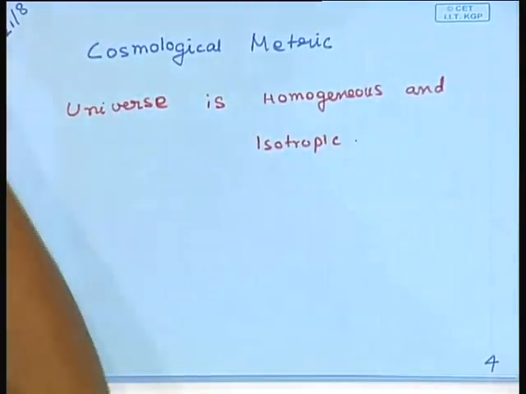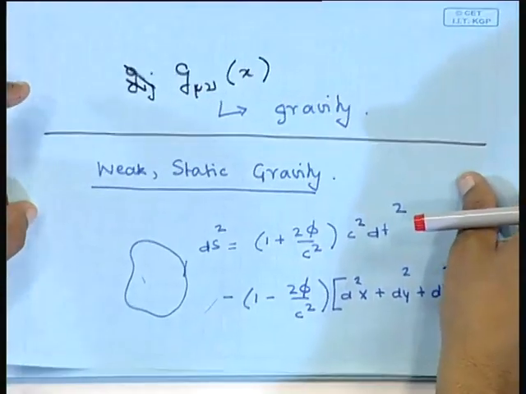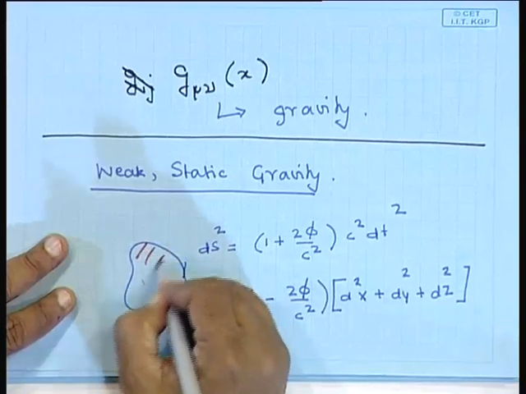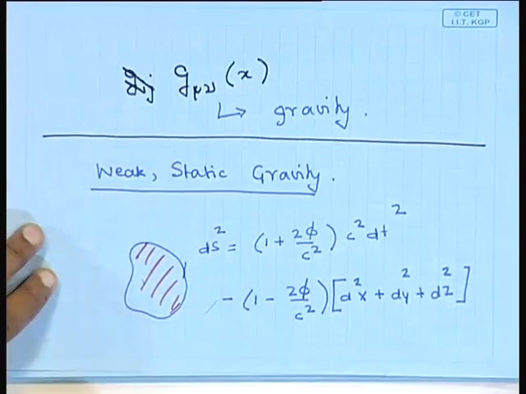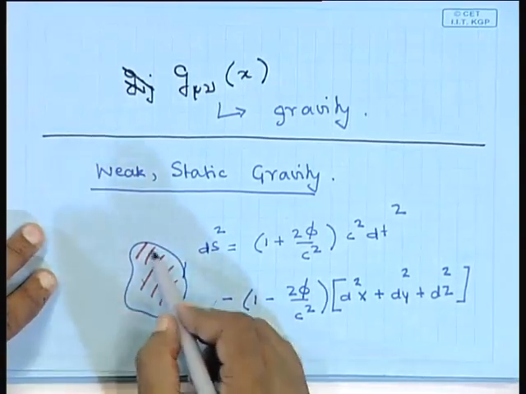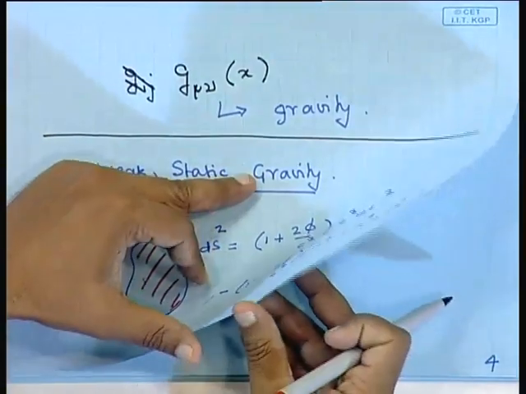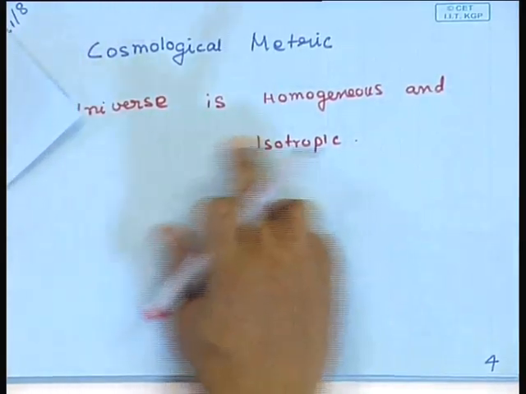Now, if you take this arbitrary metric, this metric of a gravitational field of, let us say, this body, the gravitational field is strong near the body, relatively stronger, and then it falls off as you go far away. Is this metric homogeneous and isotropic?